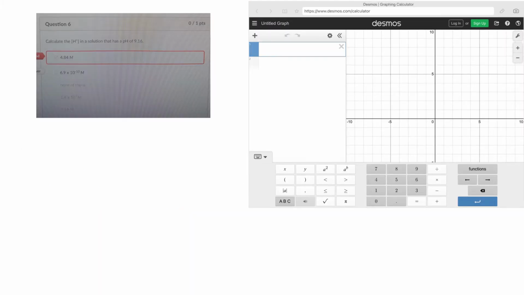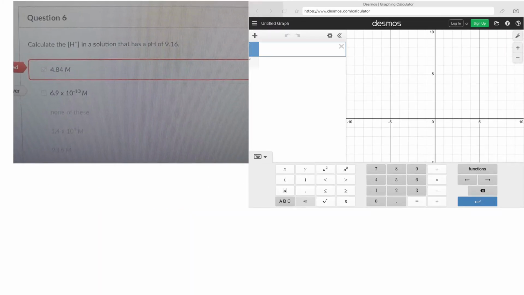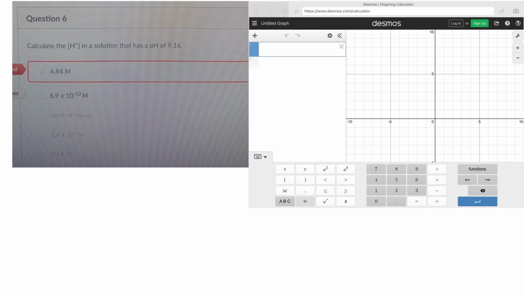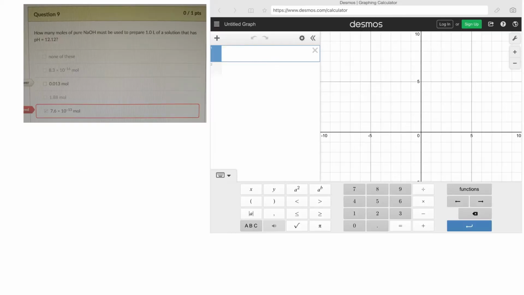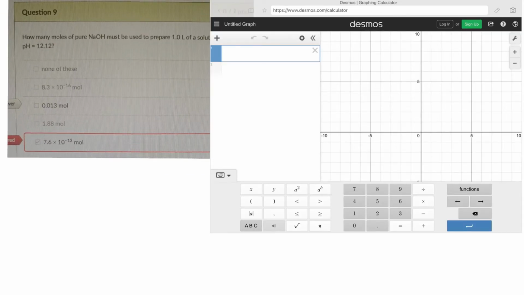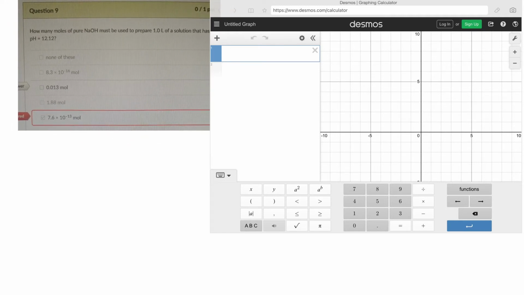Here's another one. Calculate the hydronium ion concentration in a solution that has a pH of 9.16. Same as the question we just did. Okay, this one. How many moles of pure sodium hydroxide must be used to prepare a liter of solution that has a pH of 12.12? Oh, this is a complicated question because they're giving me pH, which from that I can directly get hydronium ion concentration, but they're wanting information about hydroxide or base.